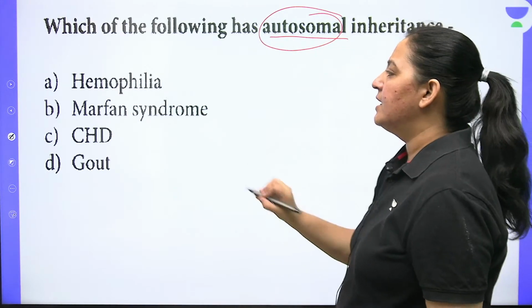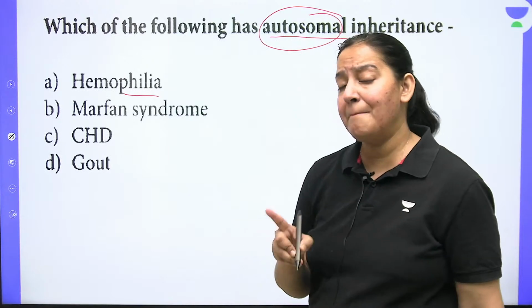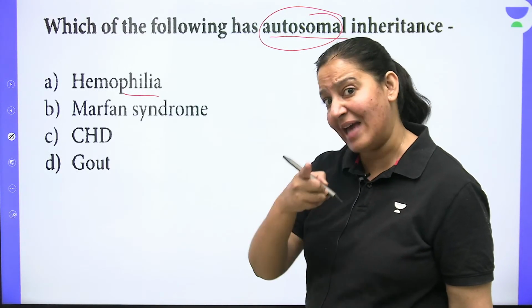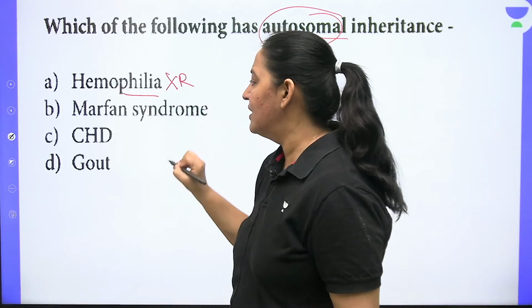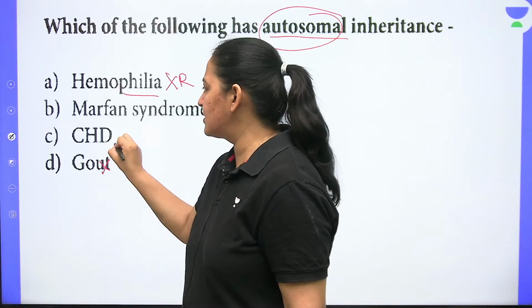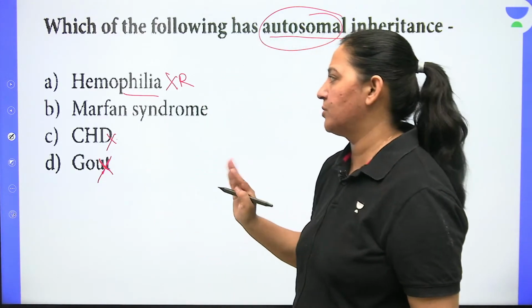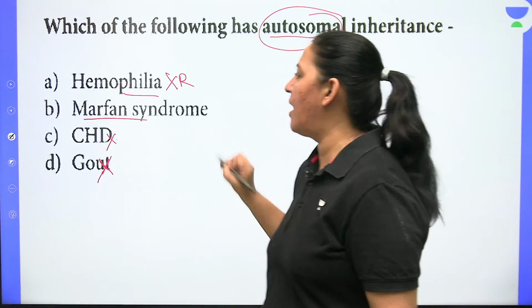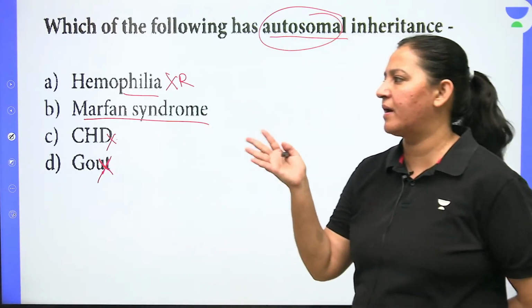What will you say in this? Is it hemophilia? No, hemophilia comes in Graham-Bell, the H. Graham-Bell is X-linked recessive. So this one is X-linked recessive, right? And gout is not related to inheritance at all. CHD is also not autosomal. So the correct answer here, you all are right, Marfan. Poonam, Aditi, Soumya, very good, Parag, Ashish.